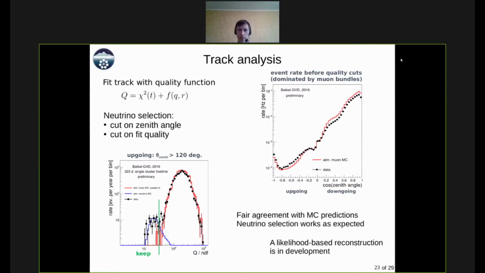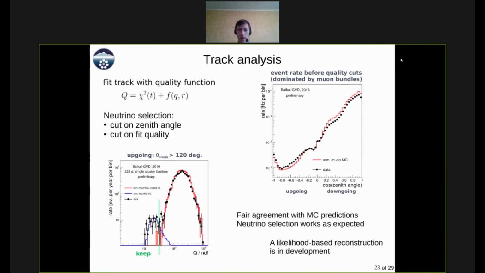Some first results from the track analysis. Currently we have just a simple track fit with a chi-square like function. Likelihood fit is still in development. From this simple fast fit, we get a distribution of events like shown here on the right. This is before any cut on the zenith angle or even any quality cuts. You can see that we can roughly reproduce the data with our Monte Carlo.